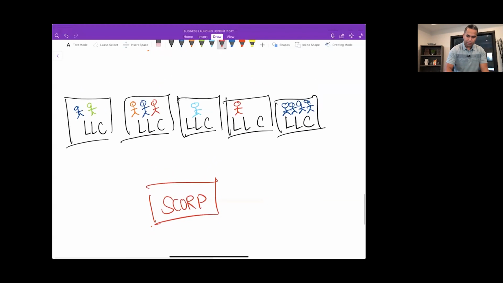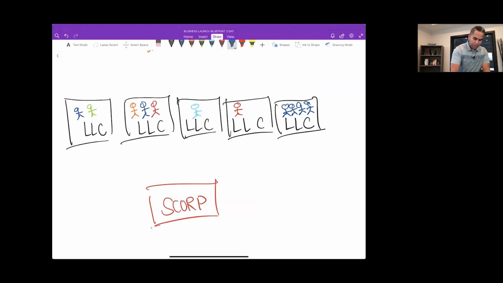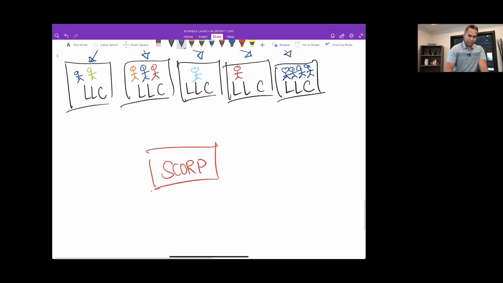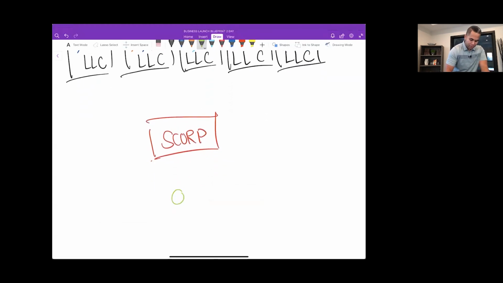Because on the top here, you have your lawsuits, okay? And then you have your taxes, okay? Now, what happens with all of these is these lawsuits cannot pierce what they call the corporate veil. They can sue these entities, they can sue the entity and the assets that those entities have, but they cannot get to me personally, okay? And I didn't even draw me yet. I'm all the way down here, okay?